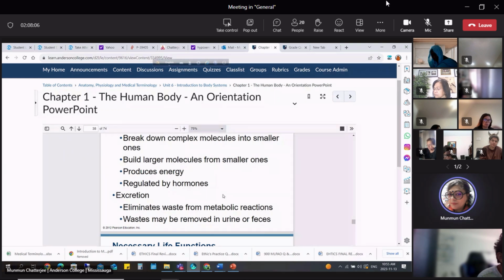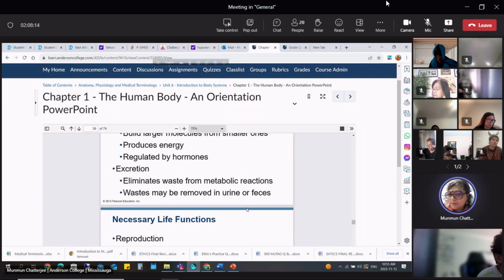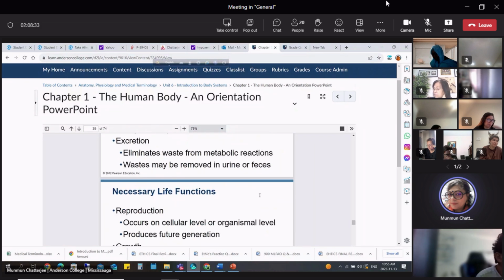What is excretion? Excretion means elimination of waste from metabolic reactions. Waste may be removed in urine or feces. That I told you before, that is excretion. You can remove it as bowel. Sometimes you can remove something as sweat also. That is one kind of excretion. In the sweat, you are excreting some things. But mainly your true excretion is by the feces or in the urine.